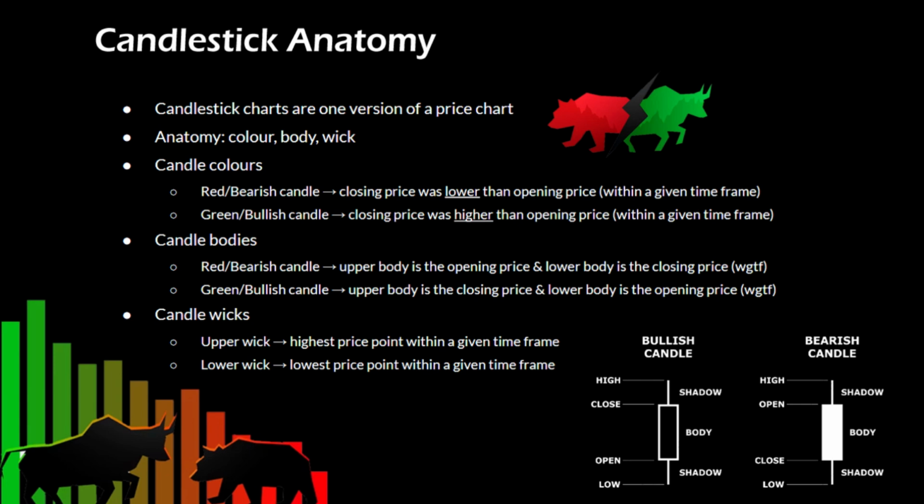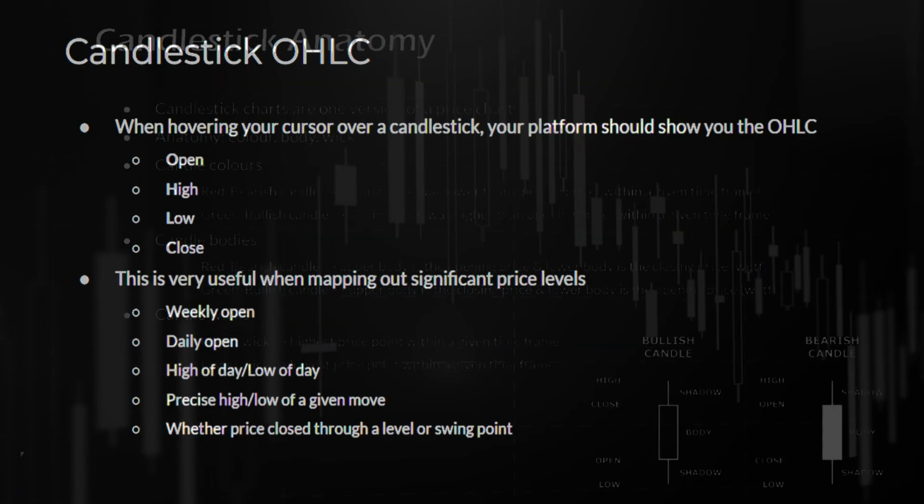Moving to the candle body, in a red candle, the upper body represents the opening price, and the lower body represents the closing price. For a green candle, this relationship flips: the upper body is the closing price, and the lower body is the opening price. Lastly, the wicks are the extended lines above and below the candle body. The upper wick represents the highest price reached, and the lower wick represents the lowest price within the given time frame. This breakdown simplifies the anatomy of Japanese candlesticks.